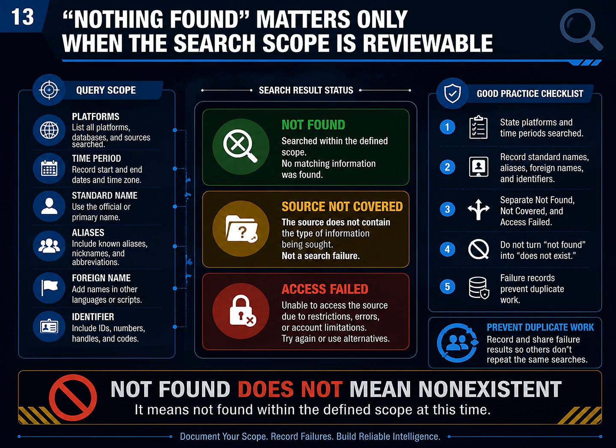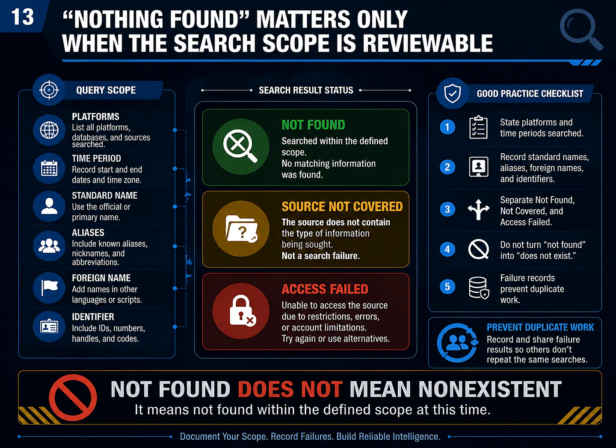Nothing found is not a conclusion by itself. It becomes useful only when the search scope can be reviewed. State which platforms and time ranges were checked, and whether you used the standard name, aliases, foreign language names, or a unique identifier. Separate 3 outcomes: not found in the defined scope, source does not cover the subject, and access failed. That is why no penalty record found cannot become the company has no penalties.